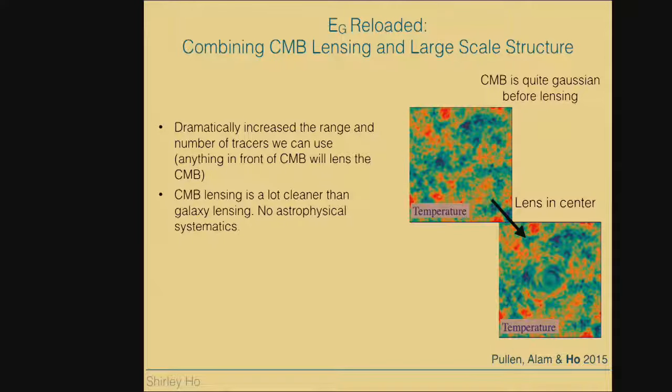And CMB is a lot cleaner than galaxy lensing, at least for me. There are no astrophysical systematics, such as intrinsic alignments. I know you don't have a gravitational lensing lecture, but that is a major astrophysical systematic right now, called intrinsic alignments in galaxy lensing. We have not figured out how to deal with it at all. The CMB is quite Gaussian before the lensing, but the galaxies before the lensing are already aligned to some tidal field. If they already have alignments, you could get the wrong amount of matter lensing, because the lensing actually just increases the alignment of galaxies in a certain way. That's very important. CMB does not have that.